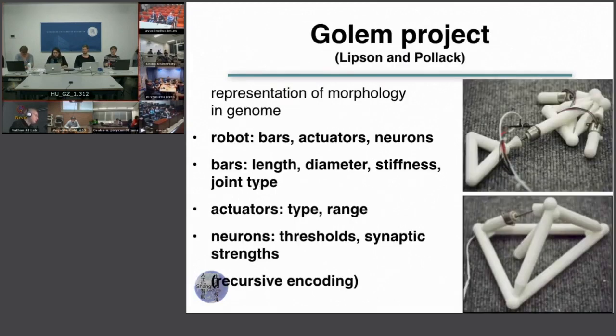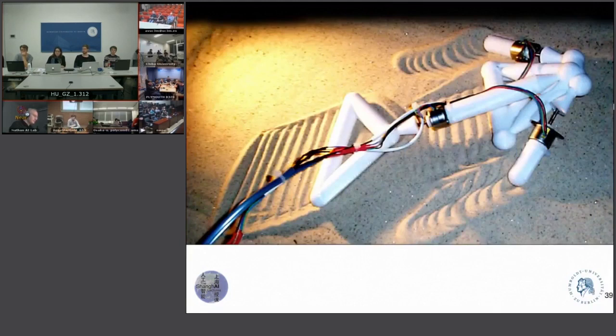And there was a project several years ago, the Golem project by Lipson and Pollack, and they did that not just in simulation, as we saw in the Karl Sims video, but with real hardware. So the robot consisted of bars and actuators, neurons with different length, diameter, and stiffness, and so actually a real physical robot evolved, and of course with some intervention by the human, but basically the whole morphology and structure of the robot was generated with artificial evolution.